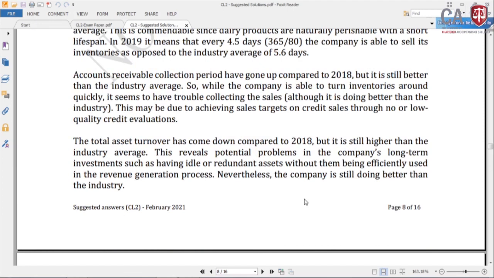The total assets turnover has come down compared to 18, it is still higher than the industry average. This reveals potential problems in the company's long-term investments, such as having idle or redundant assets without them being efficiently used in the revenue generation process. Nevertheless, the company is still doing better than the industry.